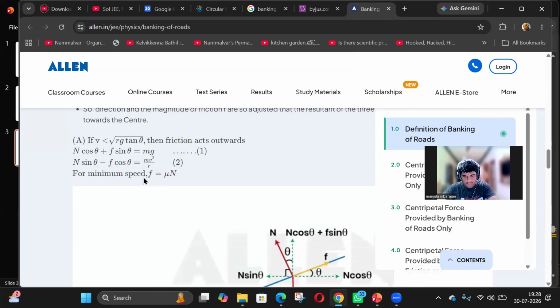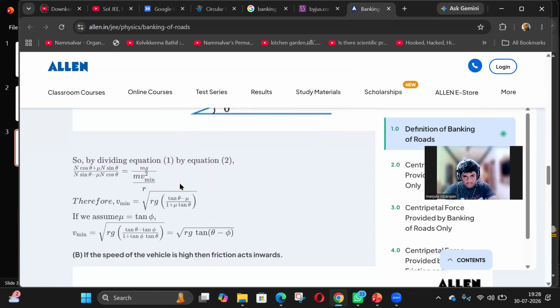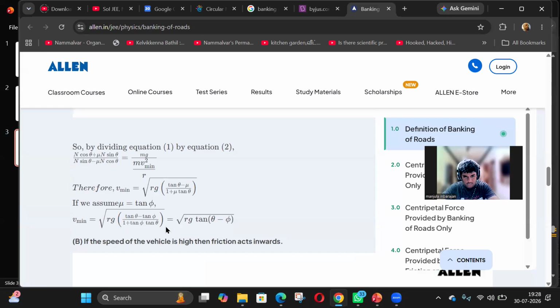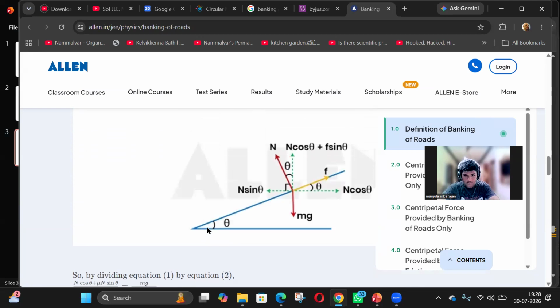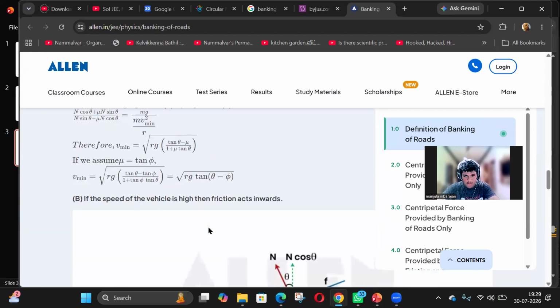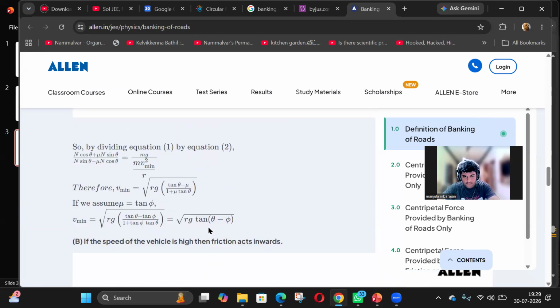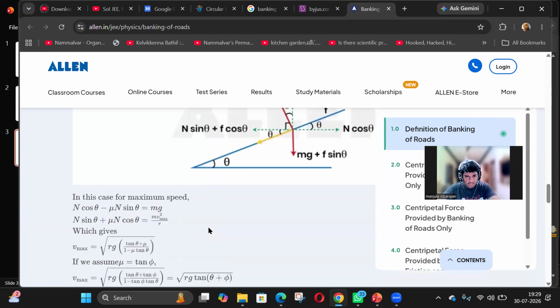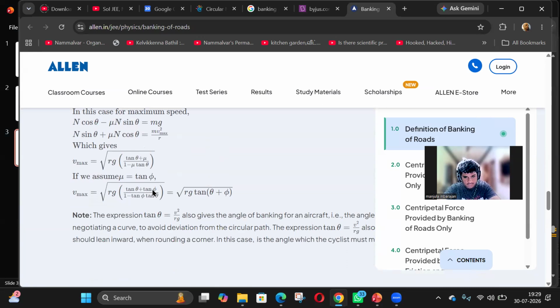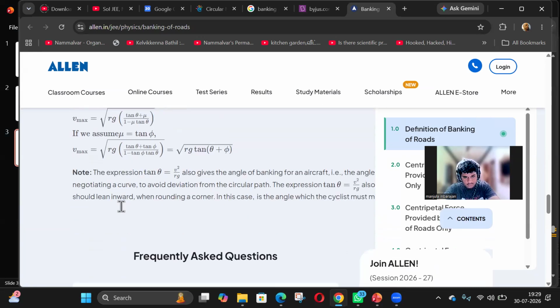The minimum speed is V1. So V min is this one. Theta is the banking. And what is phi? Phi is the angle of repose, is it? Okay, let us not waste time on this one. I'll send you notes. Okay, so you got the basic idea, right?